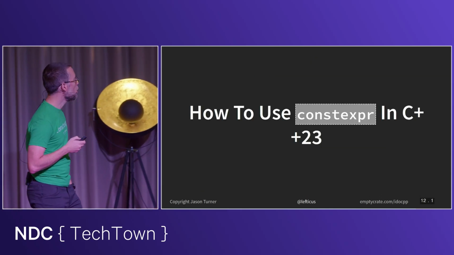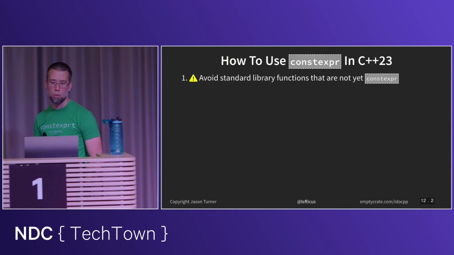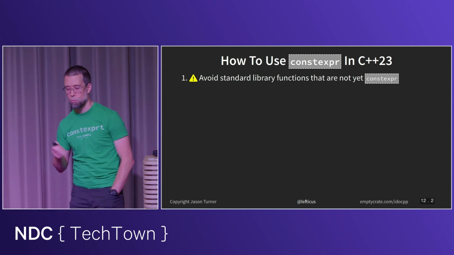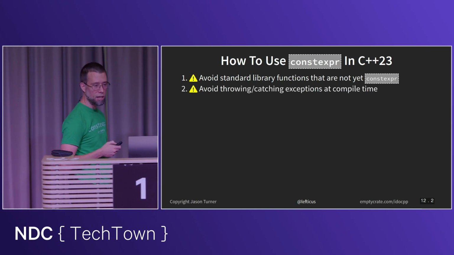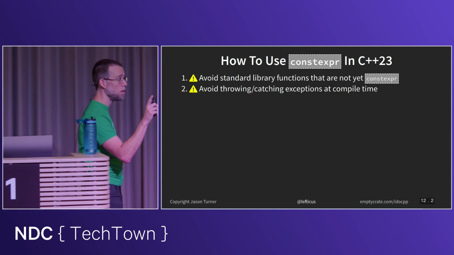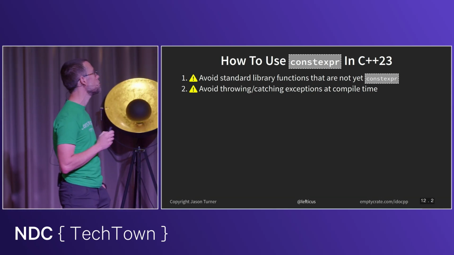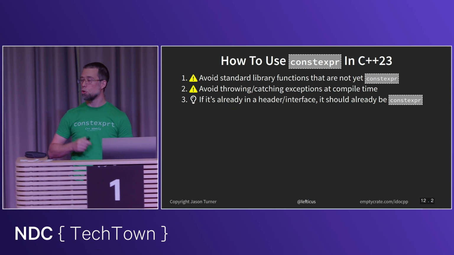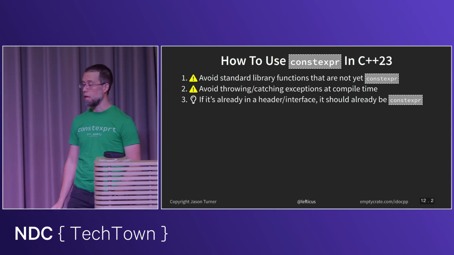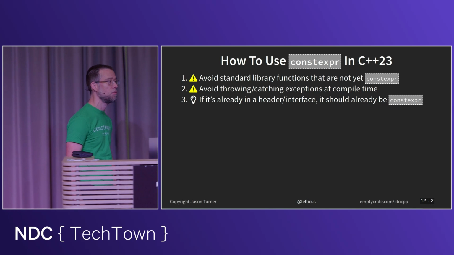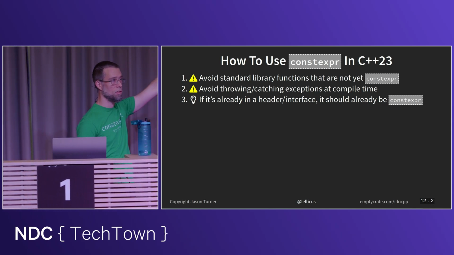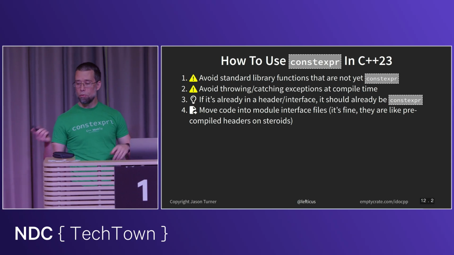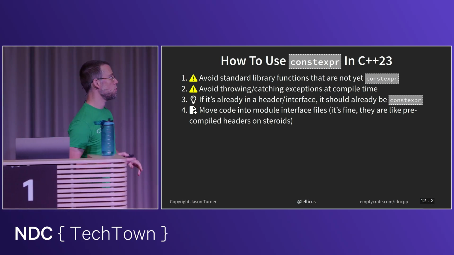That's all right. So, how to use constexpr in C++23: avoid the standard library functions that are not yet constexpr. Step 1: avoid throwing and catching exceptions at compile time. This is C++23, keep in mind, we might get these things in 26. If it's already in a header or interface file, there's a very good chance you can sprinkle constexpr on it. You might have to move code into module interface files or header files.